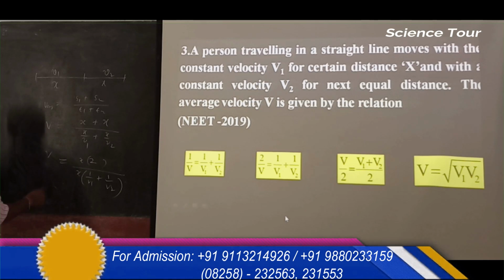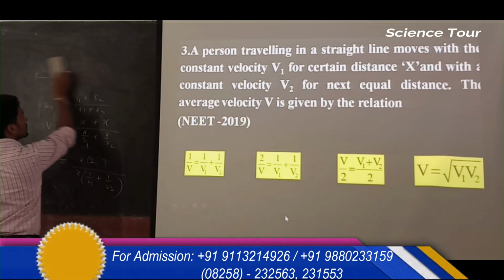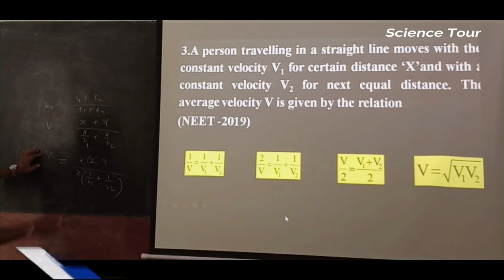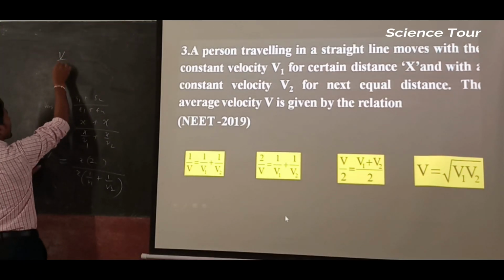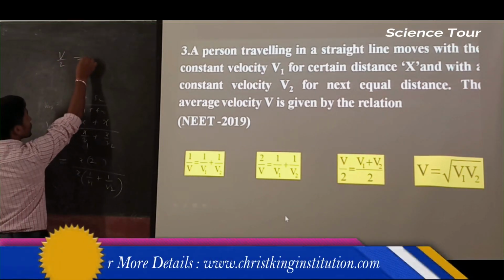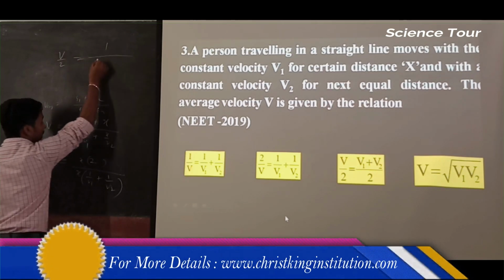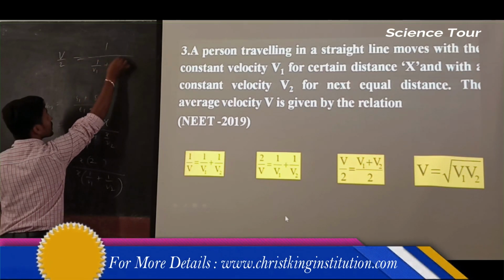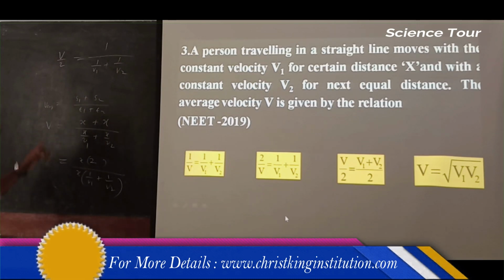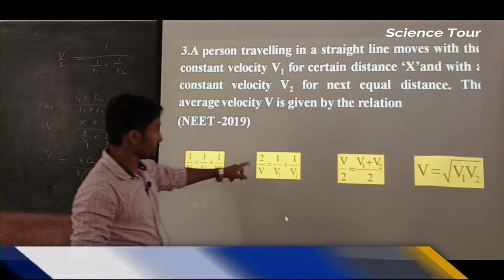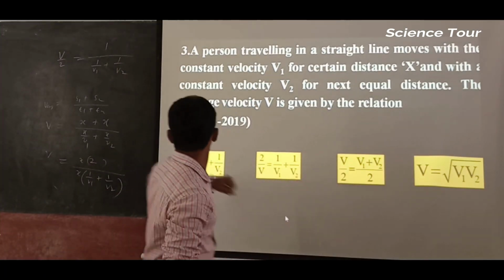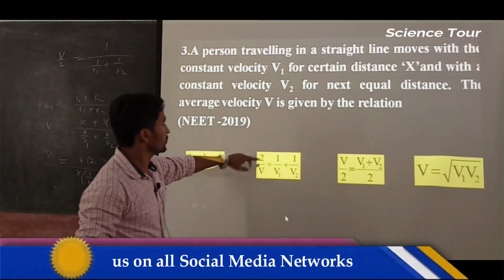Now bring this 2 here, so I can write it in this way: v divided by 2 is equal to 1 divided by 1 by v1 plus 1 by v2. Now this is there, but v by 2 is not what is given, but 2 by v is there.